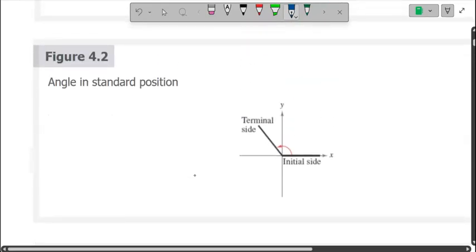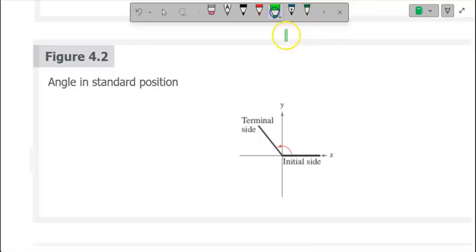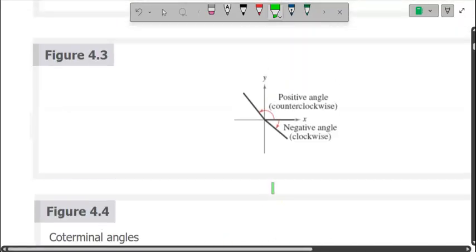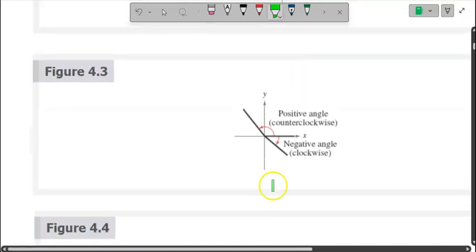Here, this is the center position of an angle, so we can see here the initial side always has to coincide with the x axis, and then the terminal side can be anywhere it should be, right? Okay, all right, so we talk about this.